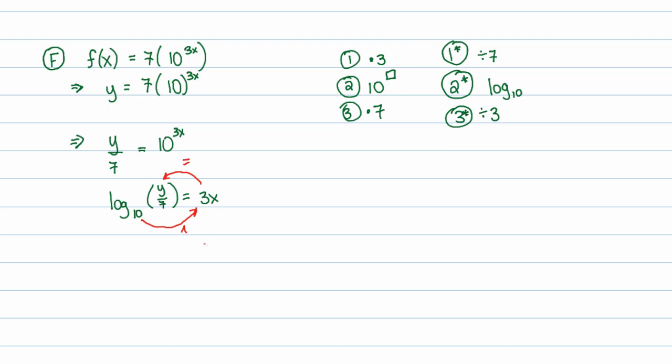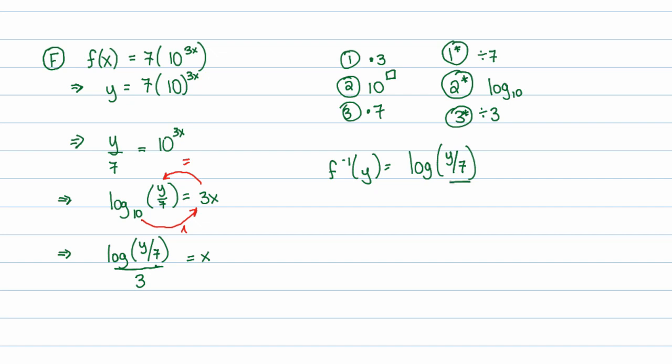All I need to do is divide both sides by 3 now to get x by itself. So let's go ahead and do that. That implies that when we divide by 3, we get log base 10, which I don't have to write the base in if it's base 10, of y over 7, all over 3, is equal to x. So that means the inverse function is going to be log of y over 7, divided by 3.